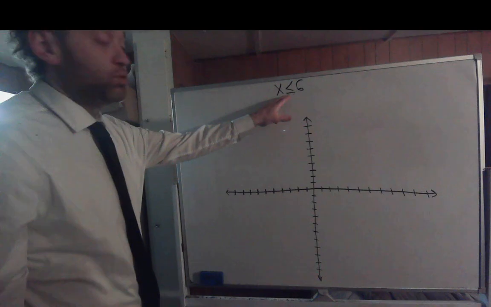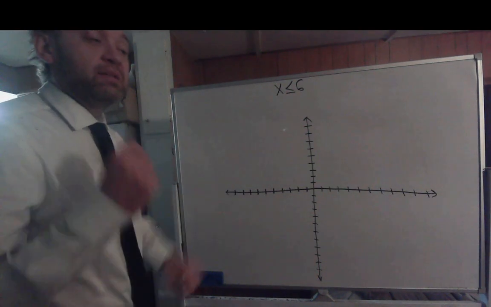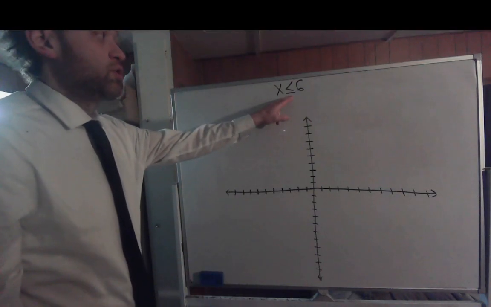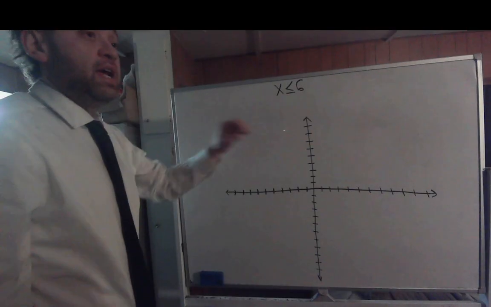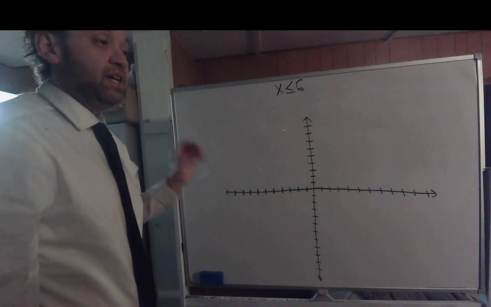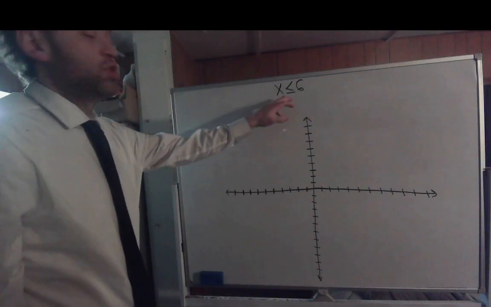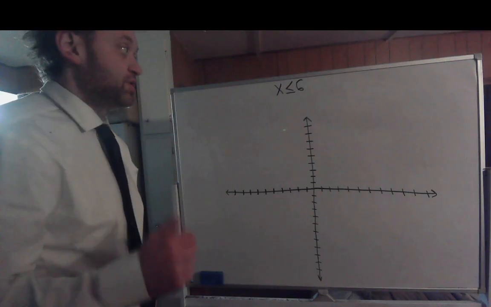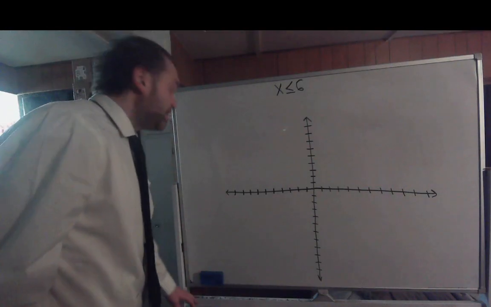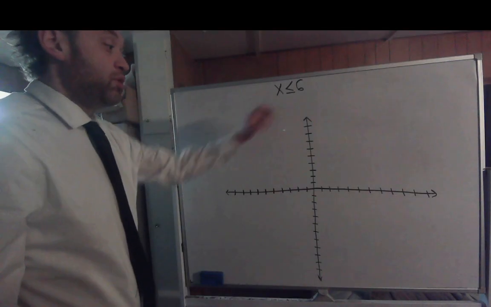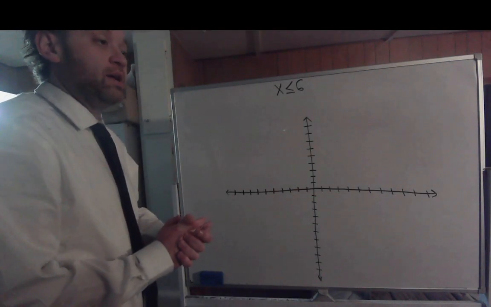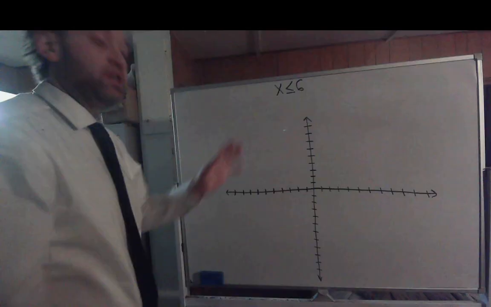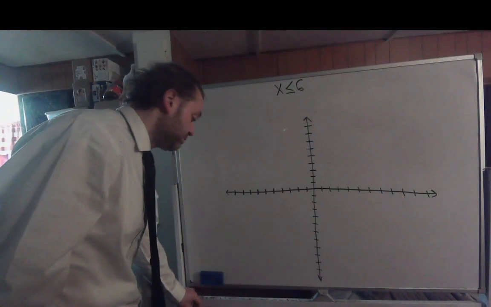Does it have an equal to component or not? That is important because if it has the equal to component, you're going to draw a solid line. If it doesn't have the equal to component, you're going to draw a dotted line to denote that x equals 6 is not part of the solution. But since it has the equal to component, we're going to draw a solid line, and you're going to treat it like you would the graph of x equals 6, which would be a straight vertical line through x equals 6.